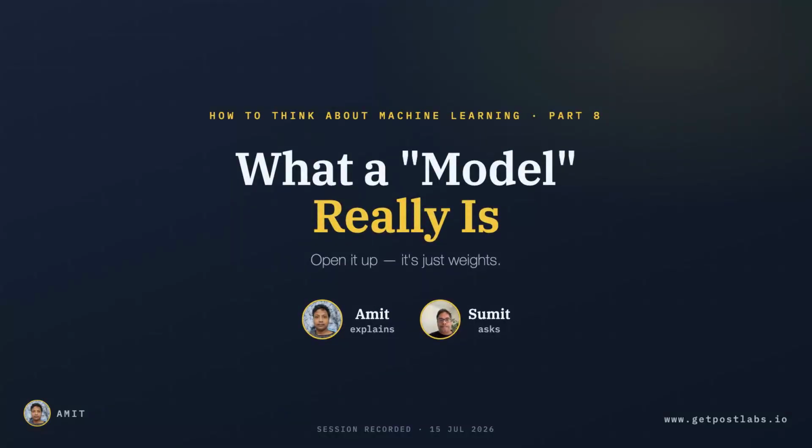We keep saying the model. Let's open it up and look inside. A trained model is nothing more than a big list of numbers. We call those numbers weights. That's it. That's the whole secret.